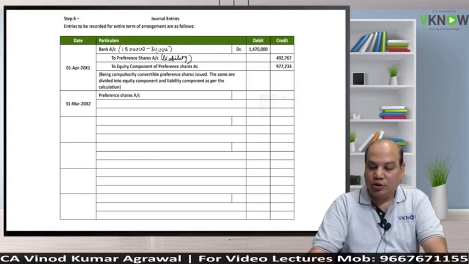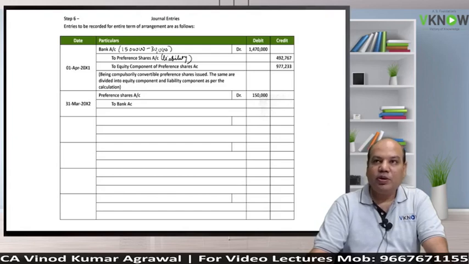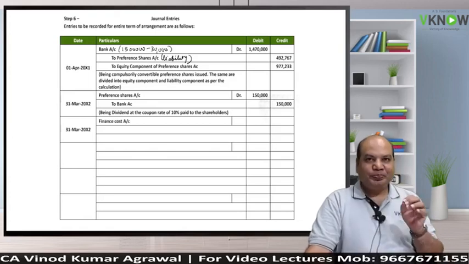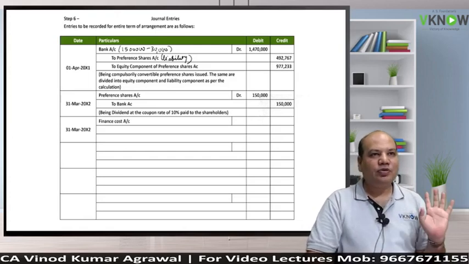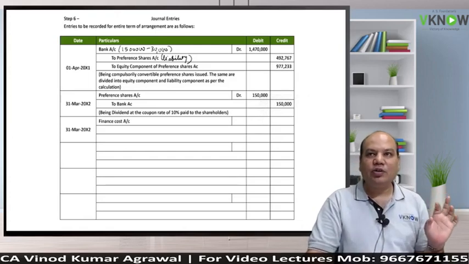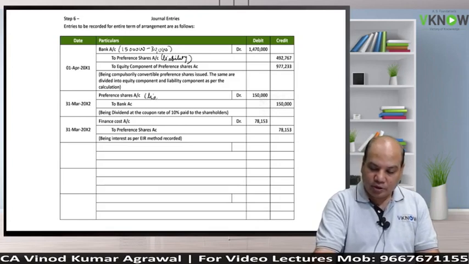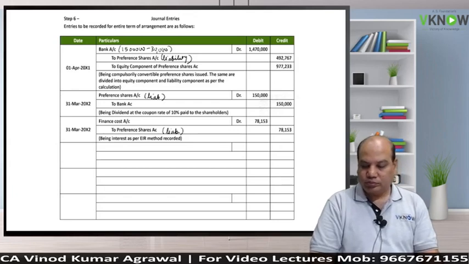At the end of the year, we are going to make a coupon payment of 1,50,000. Understood? So the entry will be preference share account debit to bank. This is the annual coupon payment, and we are also going to recognize the finance cost. The entry for recognizing finance cost will be finance cost account debit to preference share. Wherever preference share is written, in brackets you write down liability component. First year understood?